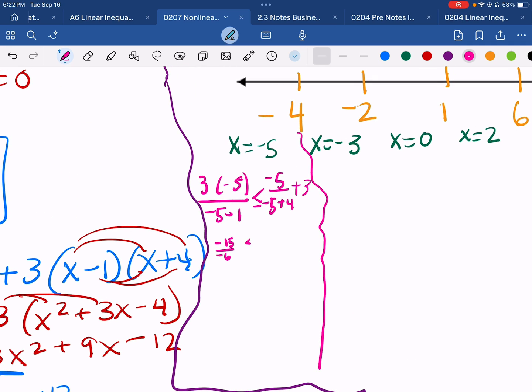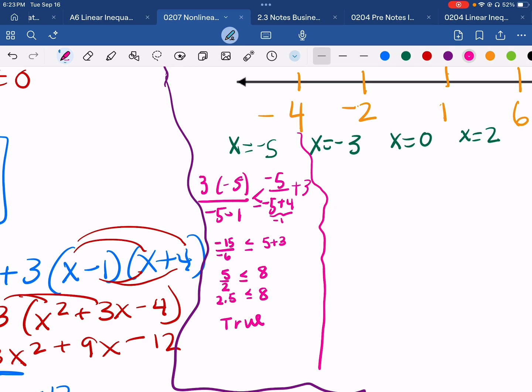Is that less than or equal to negative 5? This turns out to be negative 1, so that gives me 5 plus 3. 15 over 6, I can divide them both by 3, and that's a positive, and I get 5 over 2. If you need a decimal, that's 2.5. Is that less than or equal to 8? That's true.